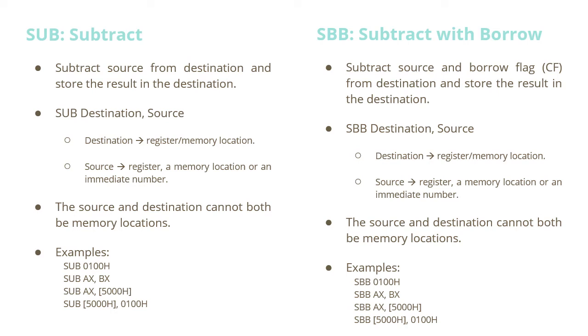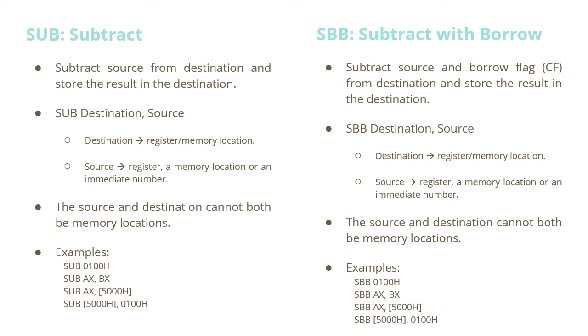What happens here is that it will subtract the immediate number 0100H from the contents of the AX register, which is implicitly specified, and from that result it will also subtract a value of 1 if the carry flag is being set, and the result of this instruction is being stored in the AX register.